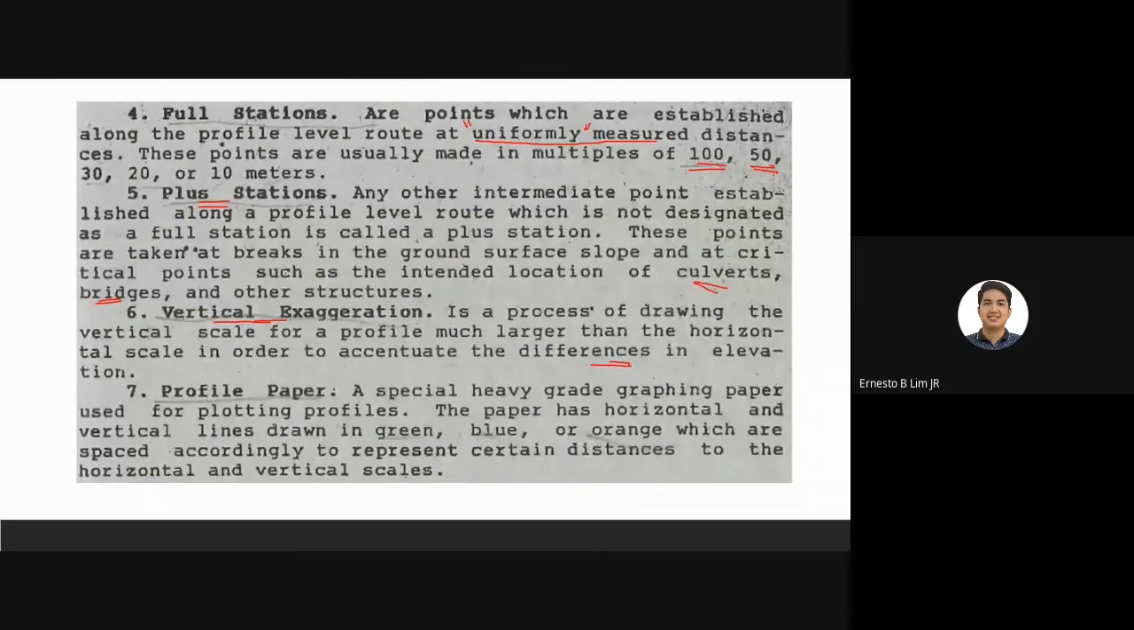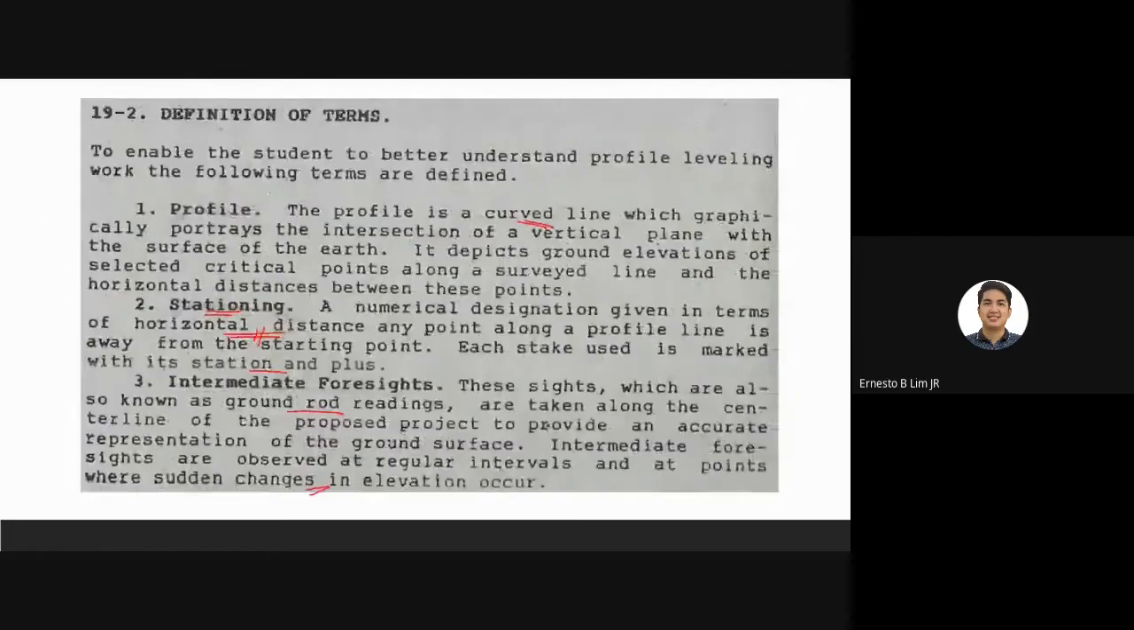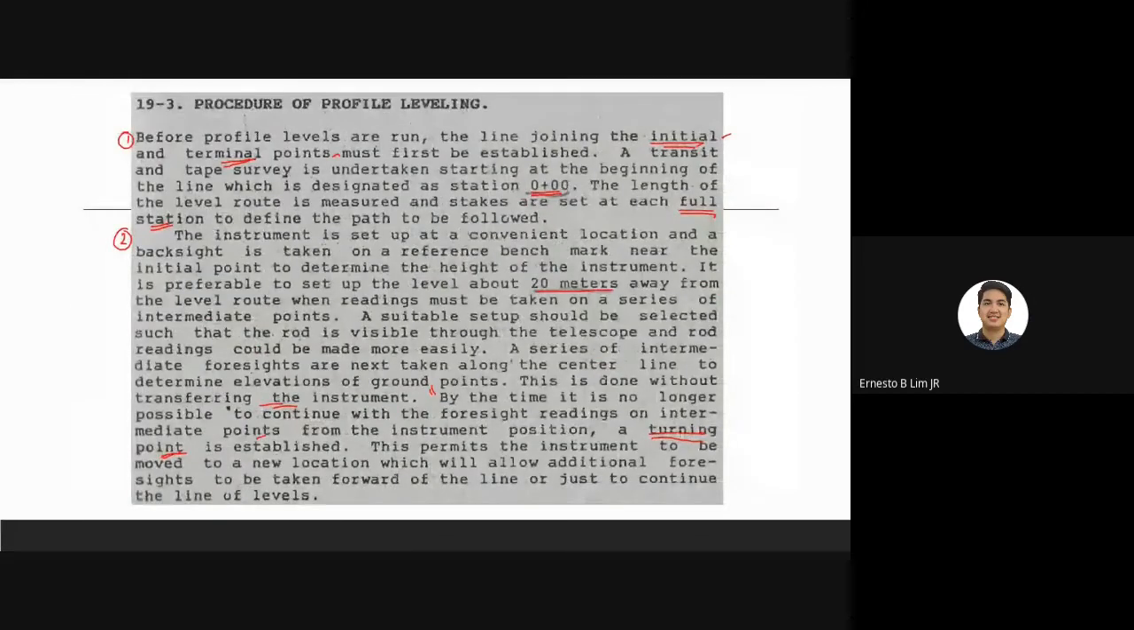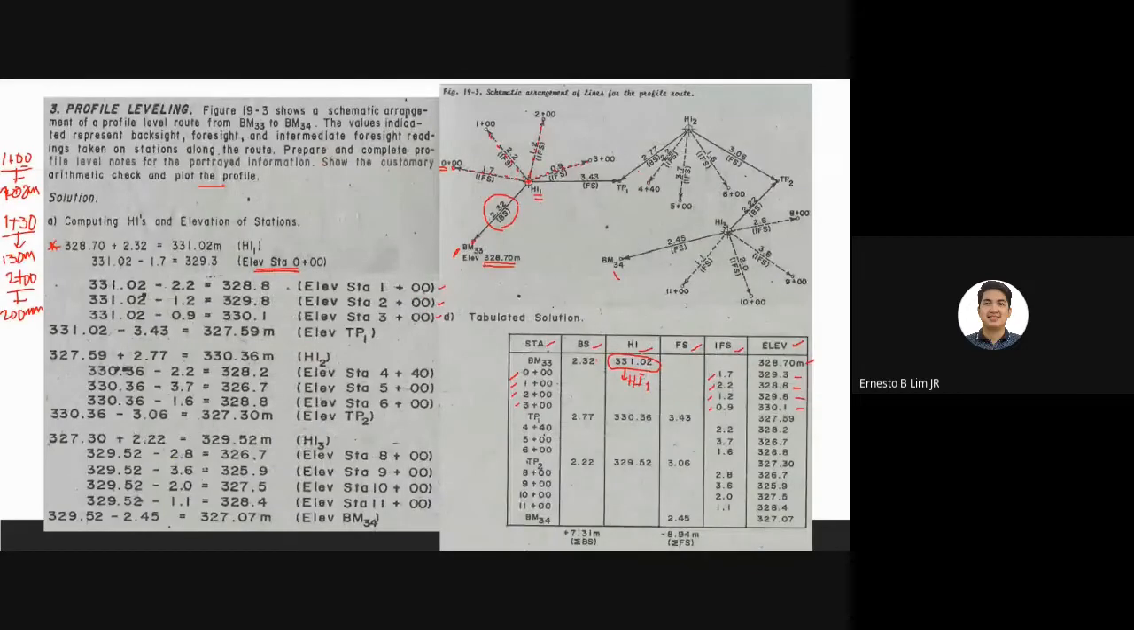I think we don't have a definition here for turning point. But a turning point is a new location which will allow additional foresight. Any point, guys, along the route. As you establish the turning point, the reading for your turning point is not IFS, no. The reading at that point is FS, for foresight.